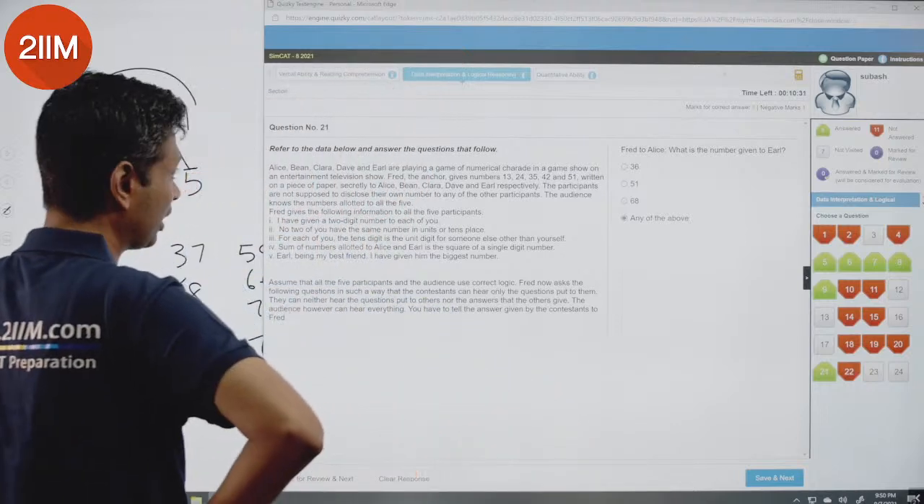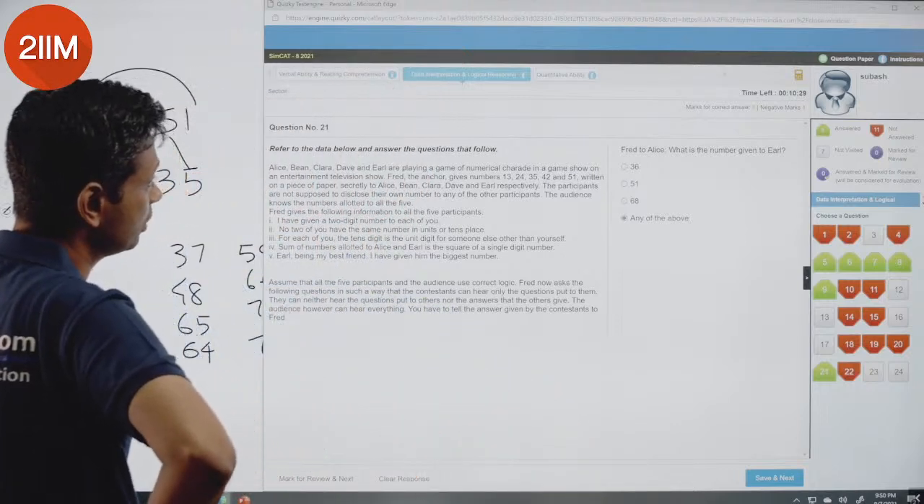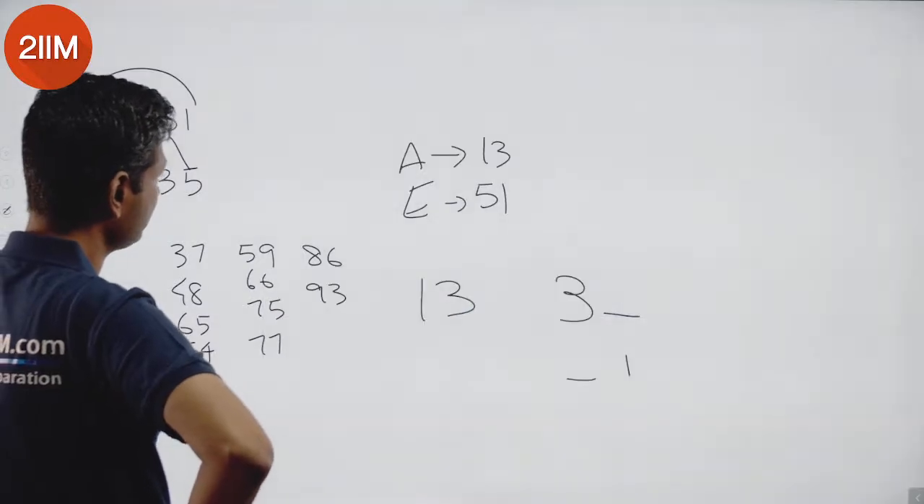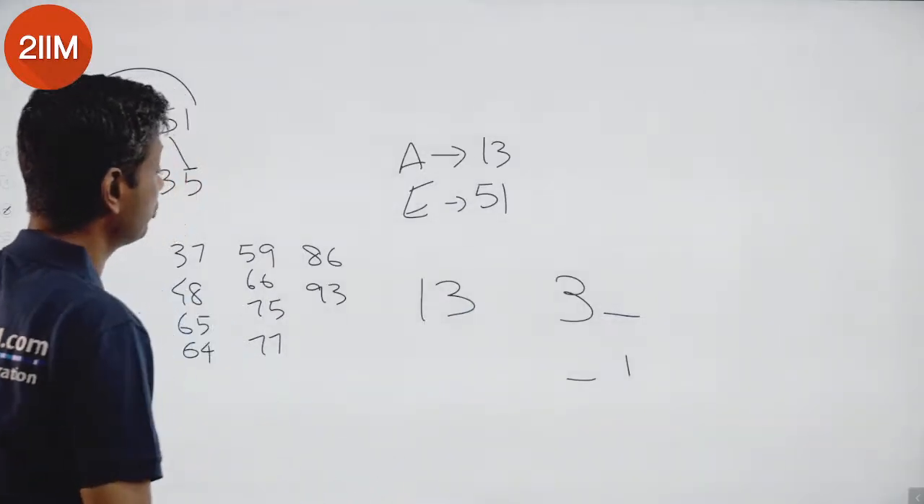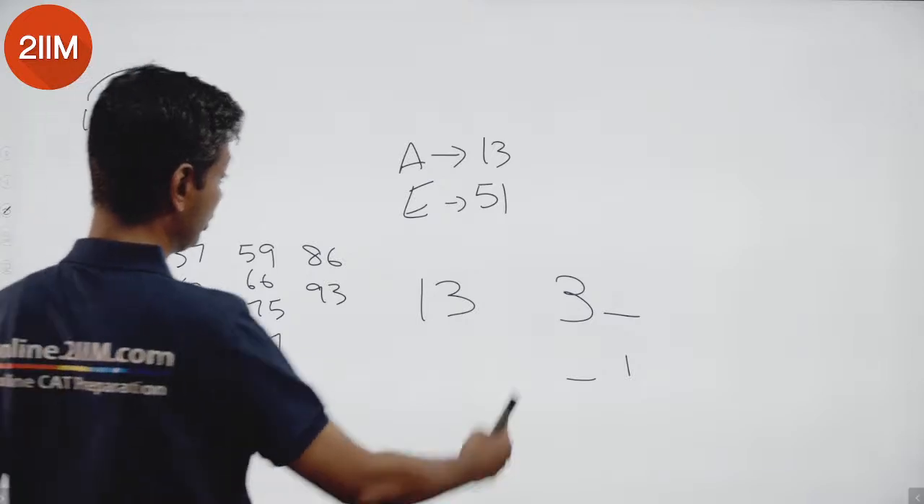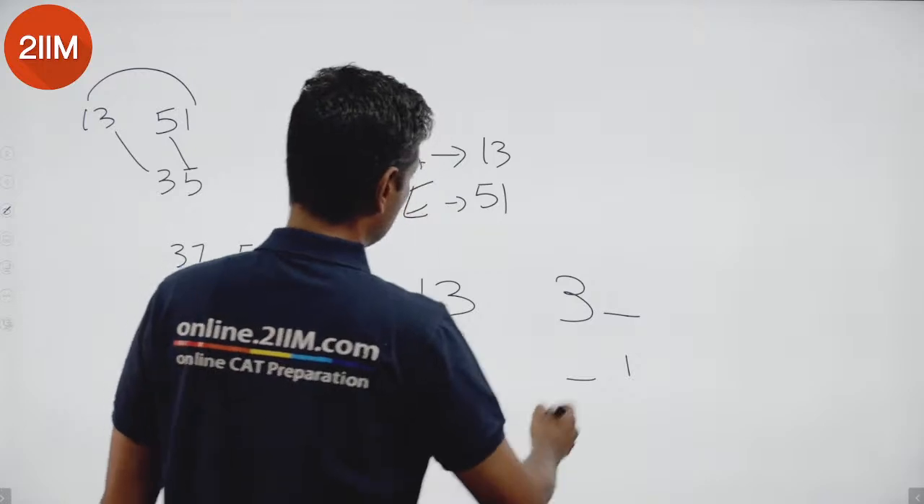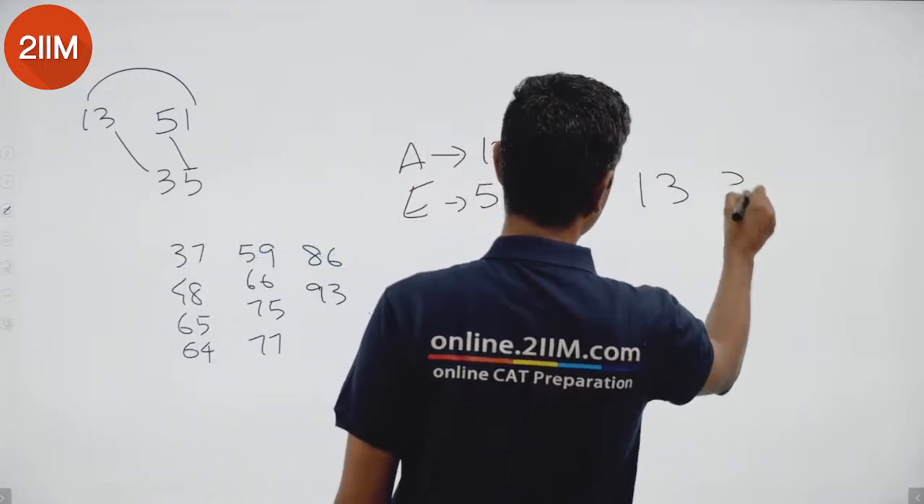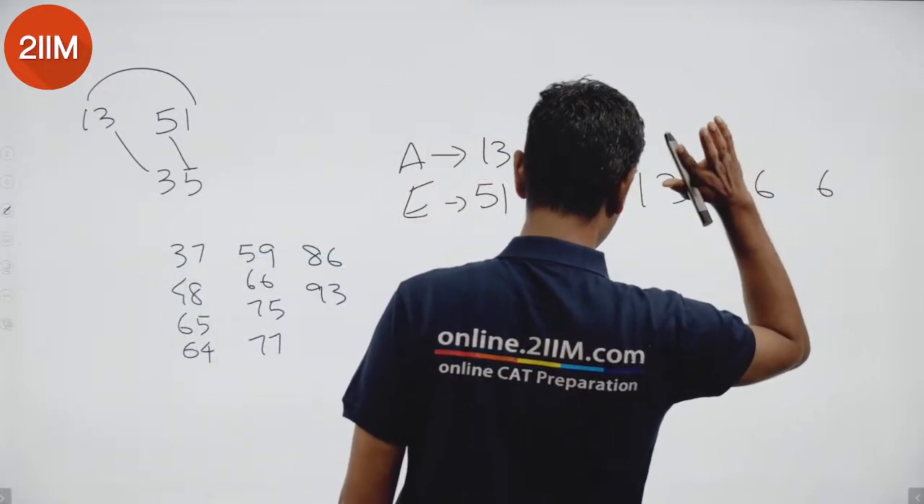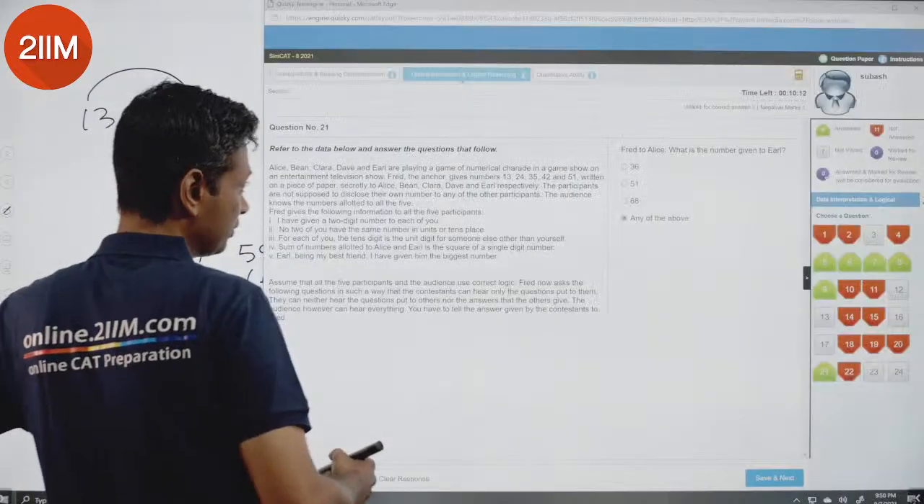So if I'm Alice, I know my number is 13. I know that 13 plus something is a perfect square. I know there's a number starting with 3. It could be 36. No. If I have 13 and 36, there should be a number starting with 63. That doesn't work. Lovely.